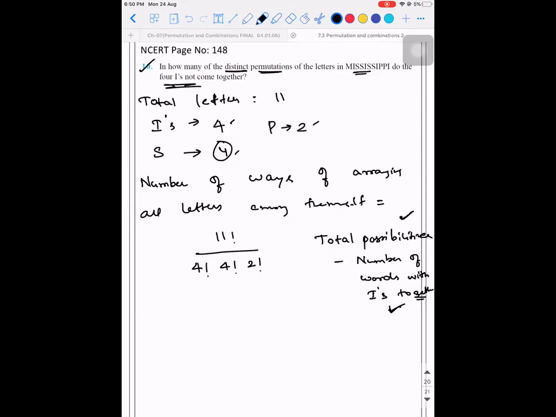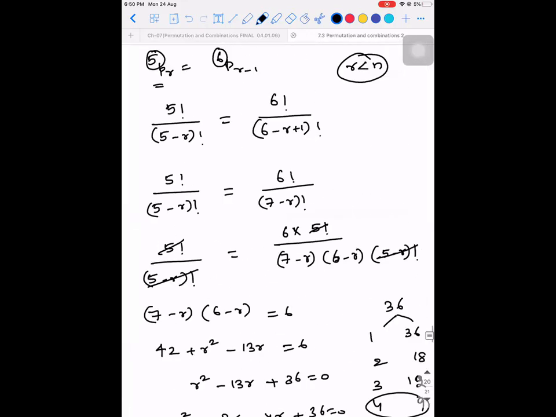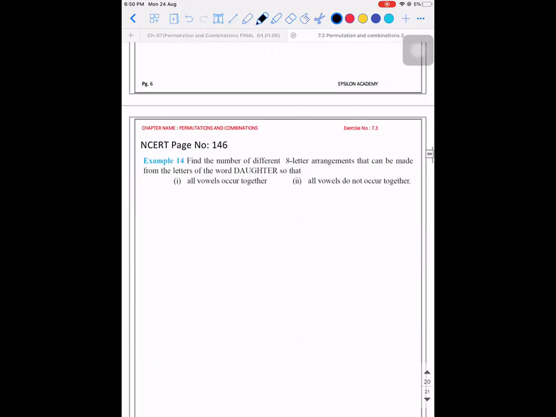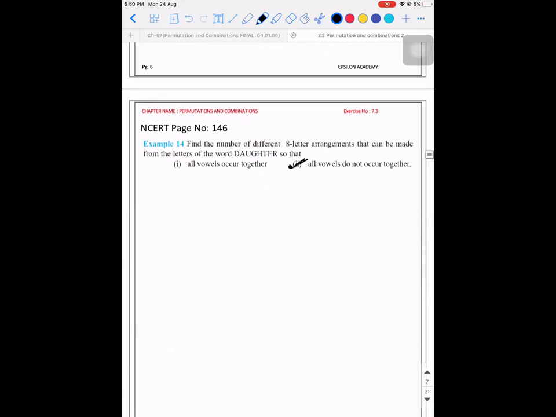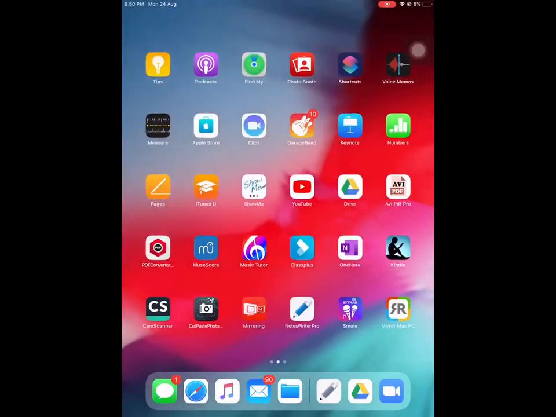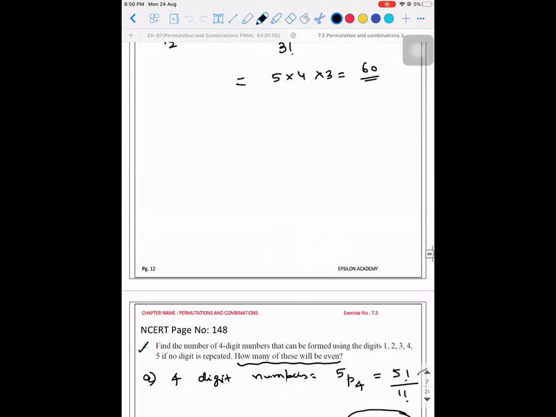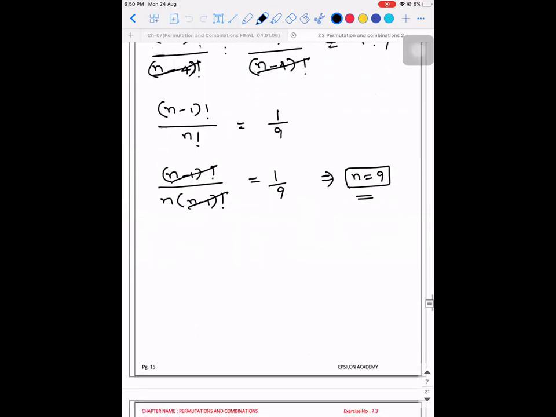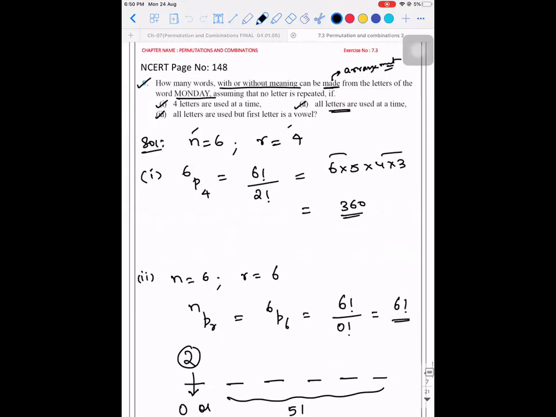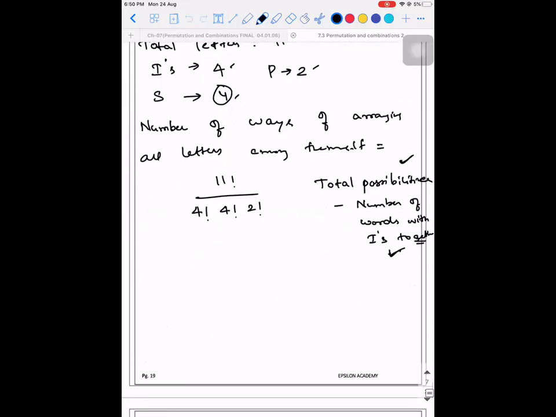Okay. So this is similar to one of the example problems. I don't remember the number. We did a problem like this, right? So you'll find the total number of combinations with all the vowels together. From the total combination, you will subtract part 1, and you will get the answer for part 2. It's exactly the same problem. Now, who can tell me how to solve when I's are together? Can you tell me?